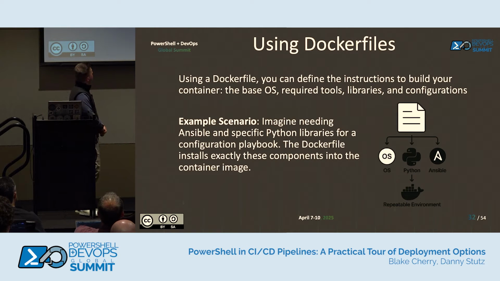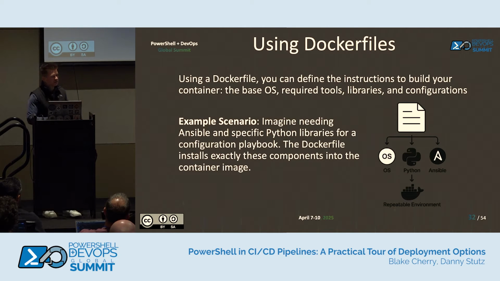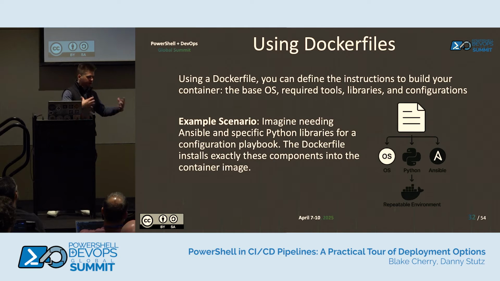So again, Dockerfile is a helpful tool for defining exactly what that execution environment looks like. You can customize which base operating system you're using, the required tools, libraries, configurations, et cetera, that are available in that execution environment. So a good example scenario that I've pulled from something that I've been doing recently is I needed, when I was running a pipeline, Ansible and specific Python libraries installed on my agent. Those were not pre-installed on the cloud ephemeral host that I was using. And so instead of installing those dependencies every time at runtime, which took forever, I was able to use a Dockerfile to define an image and consistently use that as my execution environment.